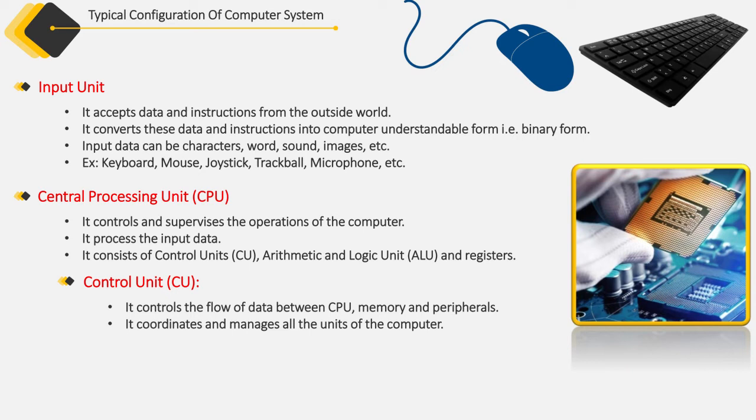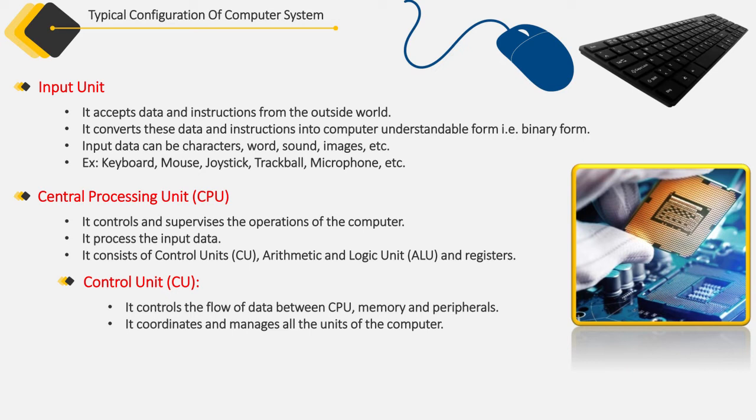Central processing unit. The computer system is nothing without the central processing unit. The CPU is also known as the brain of the computer. Every instruction given through input units is carried for processing. Once the processing is done, we get the required result. The CPU controls all the operations of the computer. It performs arithmetic and logical operations. It consists of the control unit, arithmetic and logic unit, and registers.